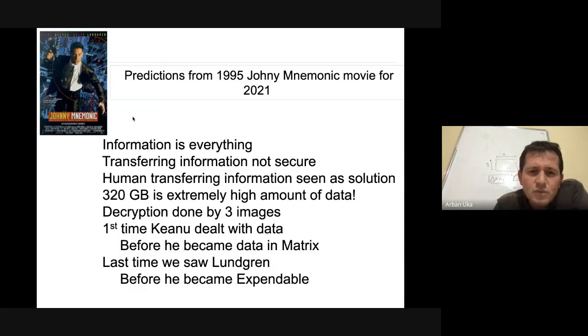And according to this movie, what they used to do to transfer information was use humans or carriers that were transferring this information.